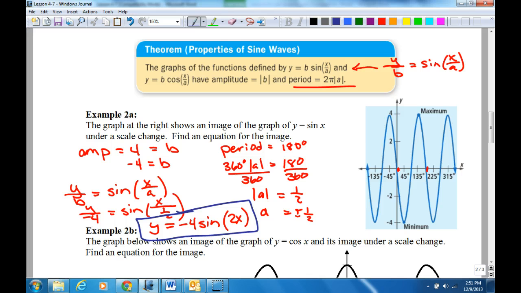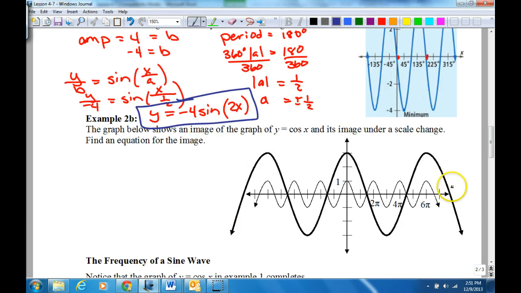Do you guys have any questions about that? The next example is a cosine. So the little one here is a regular cosine. The big one has some changes to it, doesn't it? Yep, we're supposed to find the big one. So what's the amplitude on this one? It's 3. Okay, so that is also your B.